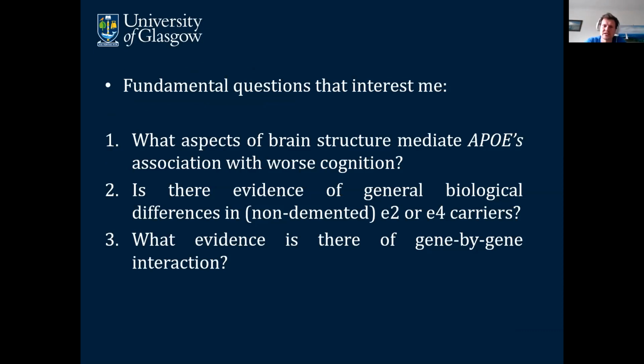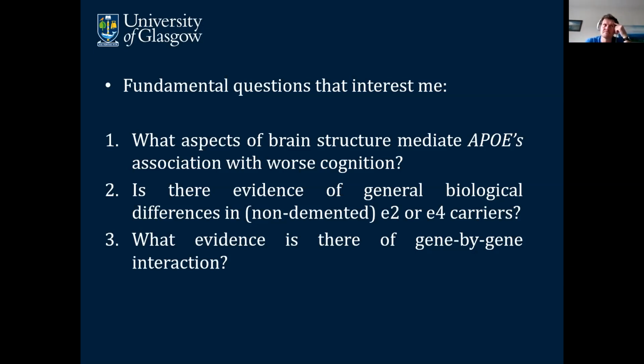So the fundamental questions that interest me, and I'm going to bore you about for the next wee while, are essentially what aspects of brain structure seem to mediate its association with worse cognition, so non-pathological worse cognition like memory, reasoning, and reaction time. Is there evidence of biological differences in people with E4 risk genotype or E2 protective genotype versus the neutral E3? And what evidence is there of gene-by-gene interaction?